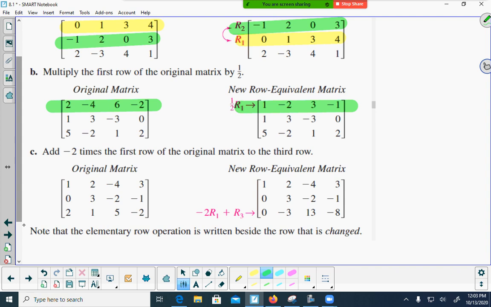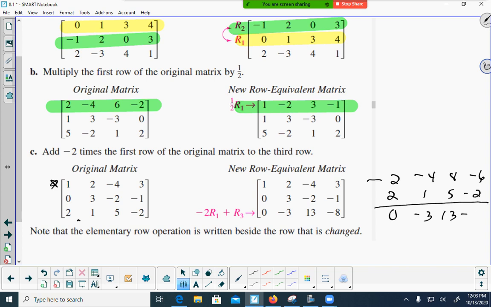C is a little bit more complicated because I did two things. I took -2 times the first row of the original matrix and added it to the third row. So what that person did is they took -2 times this row right here, and they got -2, -4, +8, -6. Then they added it to the third row, 2, 1, 5, -2. And when they added them, they got 0, -3, 13, and -8. And that's what they put into row 3. It doesn't matter where you put it, but that's where they put it. That's not bad, right?